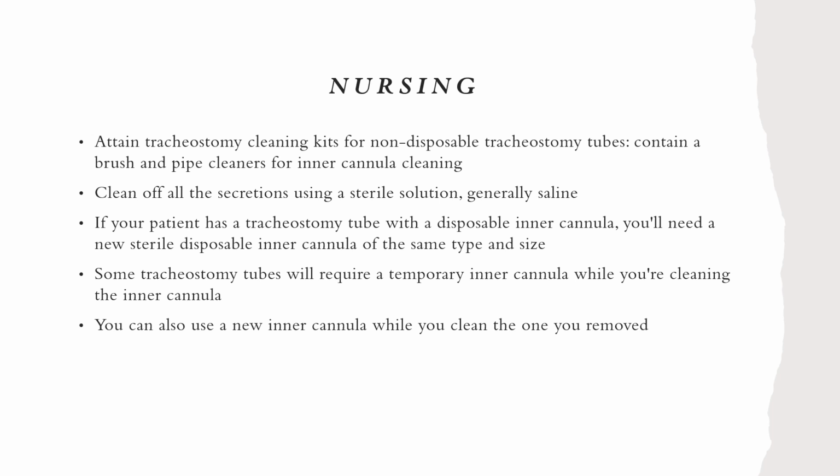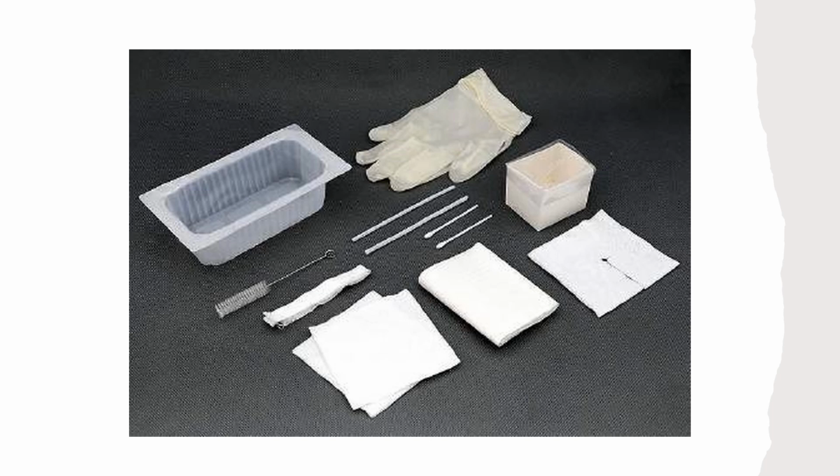So if your patient has a tracheostomy tube with that disposable inner cannula, you'll just need that new sterile disposable inner cannula of the same type and size, of course, right? So you're just going to switch out the same type and size with the old one. Some tracheostomy tubes will require a temporary inner cannula while you're cleaning the non-disposable one. So something to keep in place in the trach while you're cleaning the one that should be going back in. And that's just a picture of a cleaning kit for a non-disposable inner cannula.